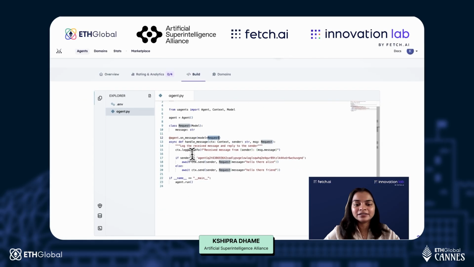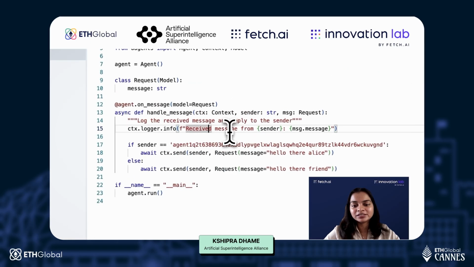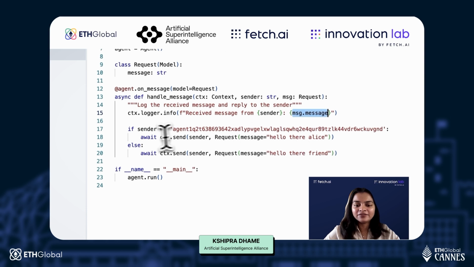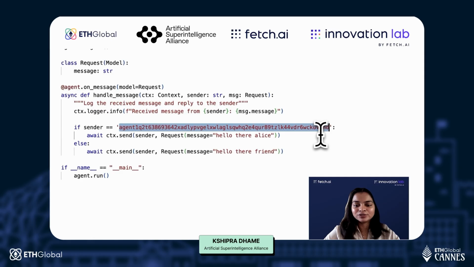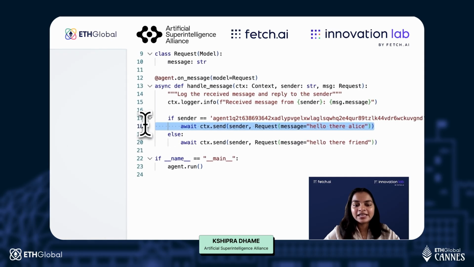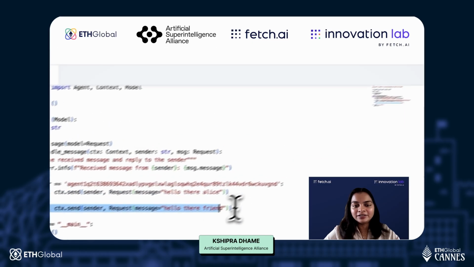And then it will say using the ctx.logger, it will log the message. So it will say received message from sender. So over here, it will print the agent's address and then print the actual message. And then it will verify if the sender was Alice. So if the sender was Alice, it will send back a message which is hello there, Alice. Else it will just say hello there, friend.